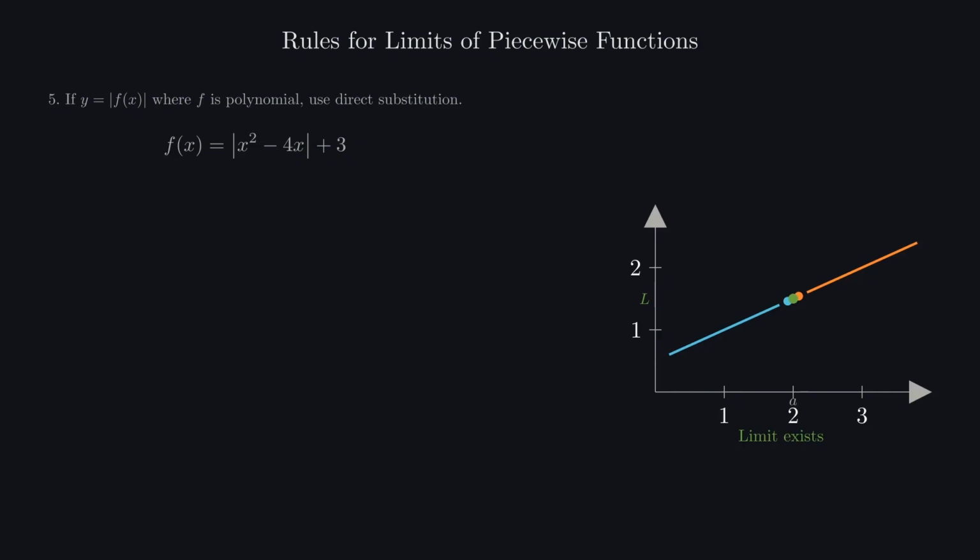Rule number five, when the function contains an absolute value of a polynomial, that is y equals the absolute value of f of x, we can use direct substitution to find the limit. For example, if f of x equals the absolute value of x squared minus 4x plus 3, then the limit as x approaches 3 is simply the absolute value of 9 minus 12 plus 3, which equals 0.